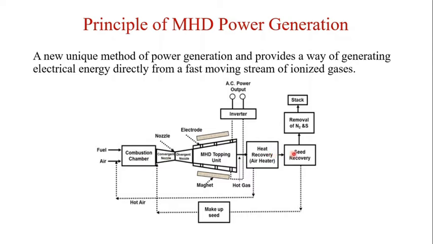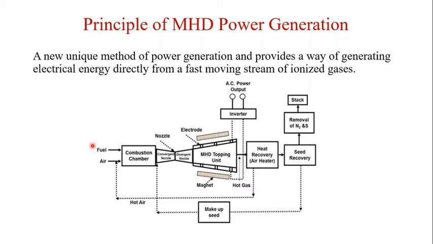Then after, seed recovery is done, and the seed is fed to the conversion nozzle for further generation of electrical power. The remaining part, which is the not useful part of the ionized gases, the toxic gases, is removed with the help of the removal unit before sending it into the environment, and the remaining part of the ionized gases is sent into the environment.